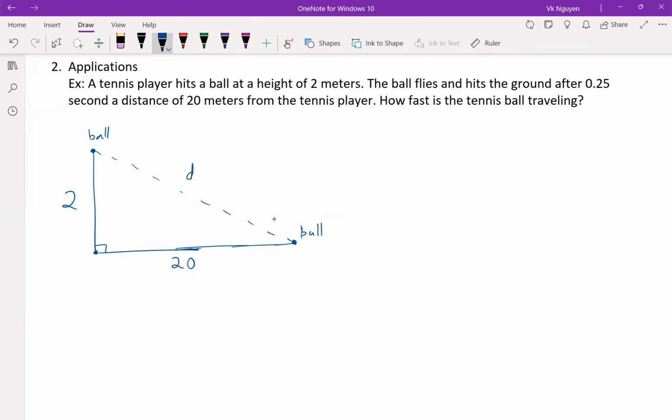To figure out how fast the ball travels, we've got to figure out the distance, and then we can use physics: distance equals speed times time, so we can figure out the speed. How fast? We just got to figure out the speed here.